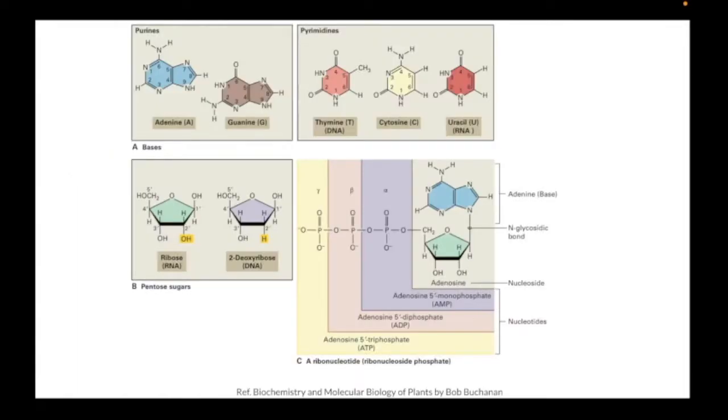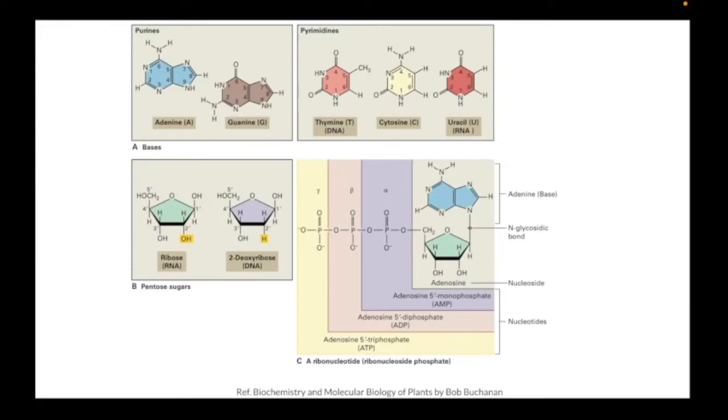The purine bases are of two types, adenine and guanine, and both adenine and guanine are found in DNA as well as in RNA. Pyrimidines: thymine is found in DNA, cytosine is found both in DNA and RNA, and uracil is found only in RNA.